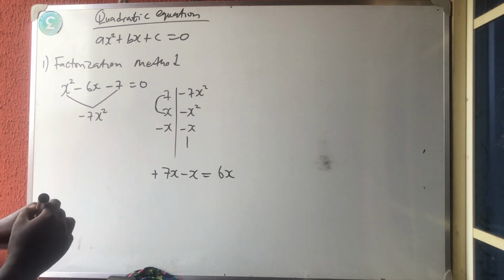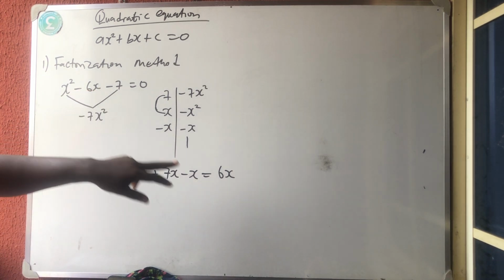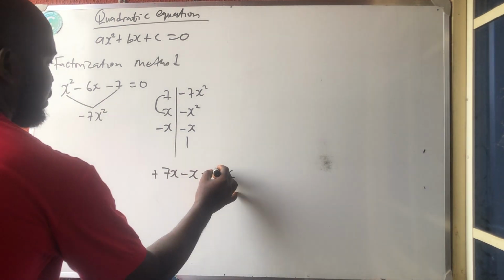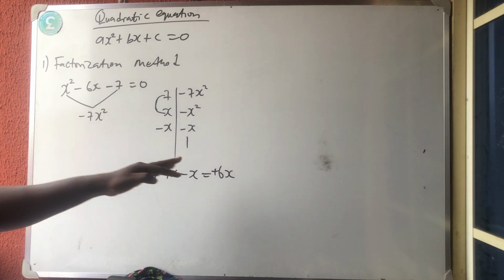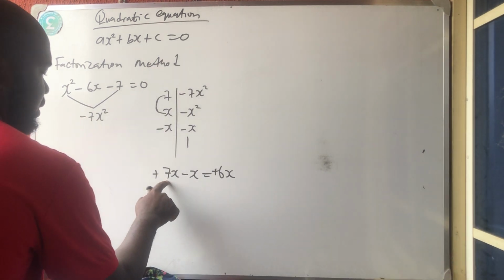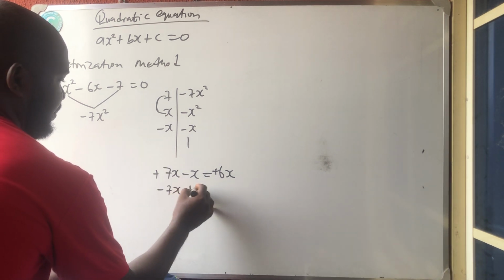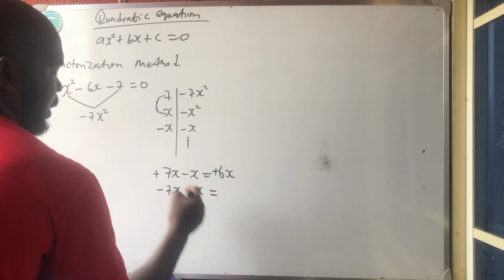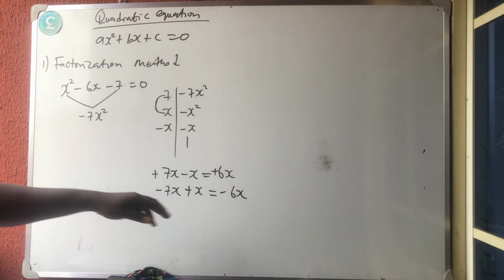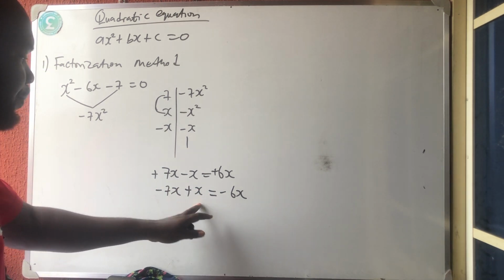If you look at what I want to replace it with, I want to replace it with the same 6x, but the problem is that this one is plus 6x, while this one is minus 6x. So anytime the problem is the sign, just change the sign of everybody. If I change the sign of this one, I have minus 7x. Change the sign of this one, I have plus x, equal to, change the sign of this one, minus 6x. As simple as that. So anywhere I see minus 6x, I'm going to put minus 7x plus x.